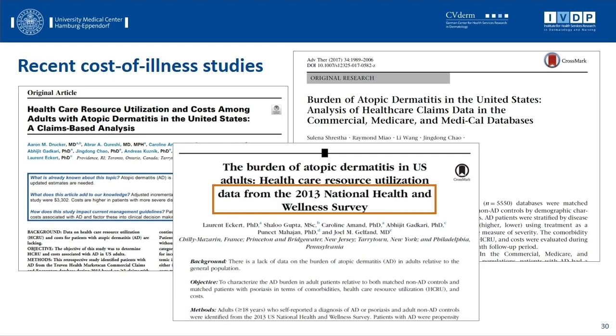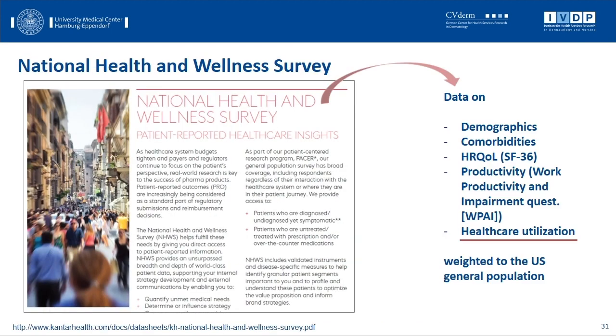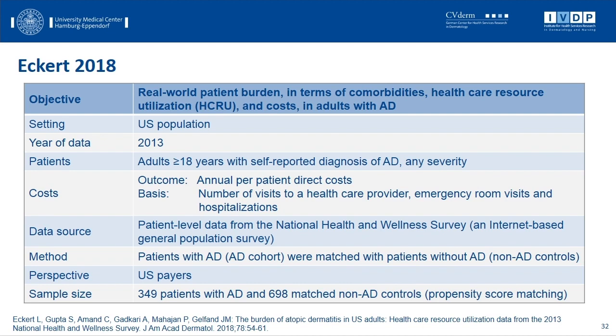Used data from the 2013 National Health and Wellness Survey. Here, those are patient-reported data based on an internet-based general population survey. It also collects data on healthcare utilization, and in 2013, 75,000 adults met the inclusion criteria. So Eckert et al. looked here at the annual per patient direct costs in adults, and the analysis cohort comprised 349 patients with atopic dermatitis, matched with 698 patients without atopic dermatitis concerning sociodemographic data and so on.